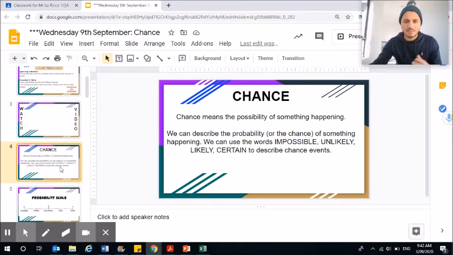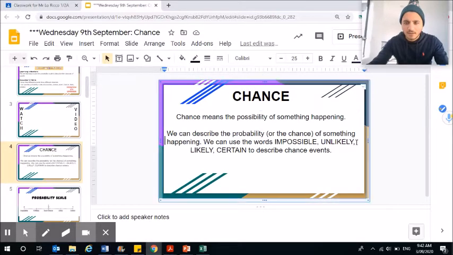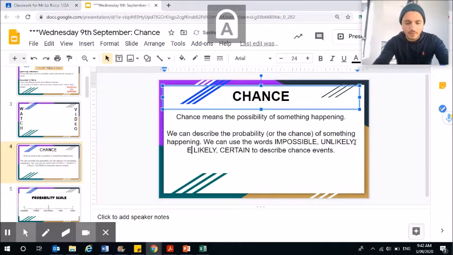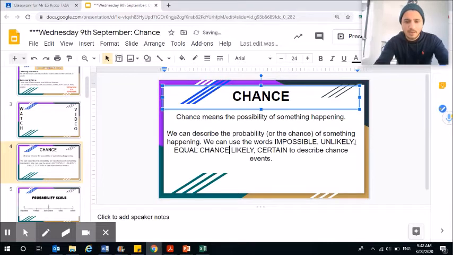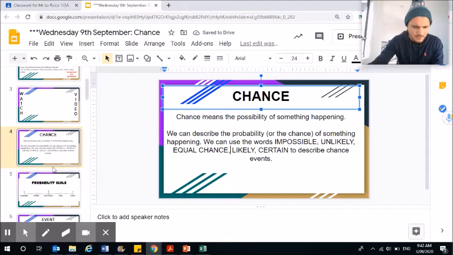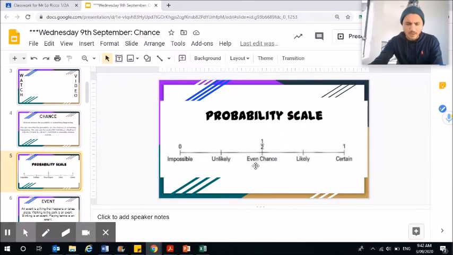So remember that chance means the possibility of something happening. We can describe the possibility using words like impossible, unlikely. Equal chance is another one. We'll talk about that one today. Equal chance, likely, and certain. Look at the probability scale. Here they all are.